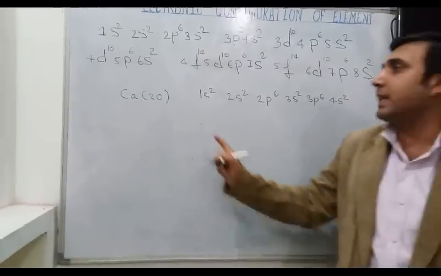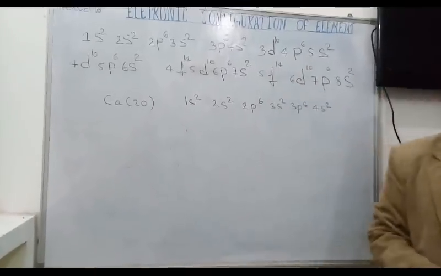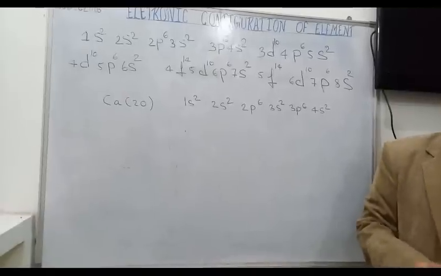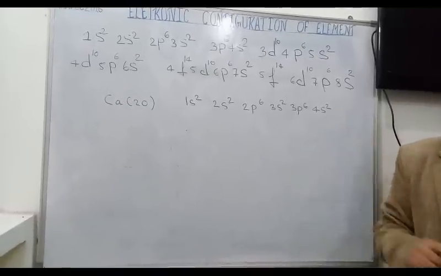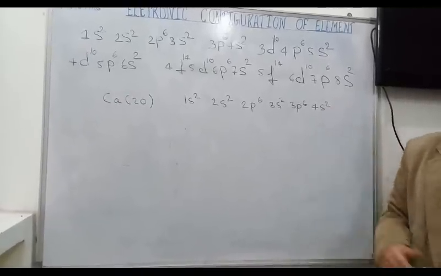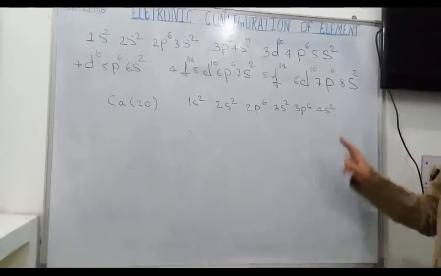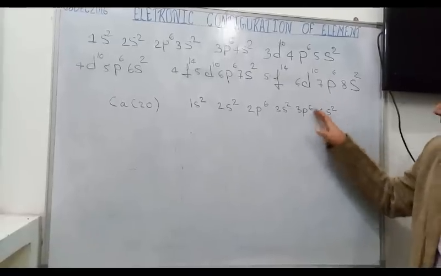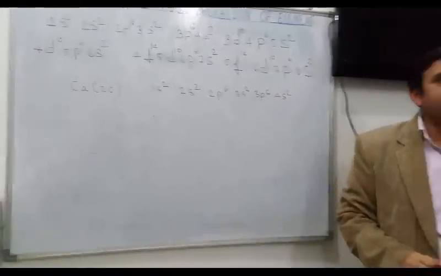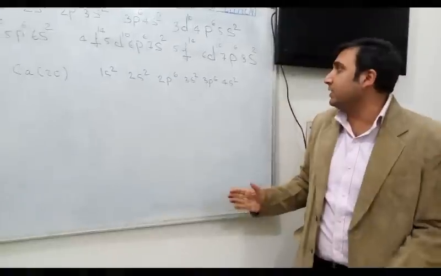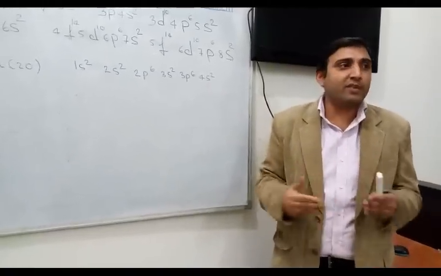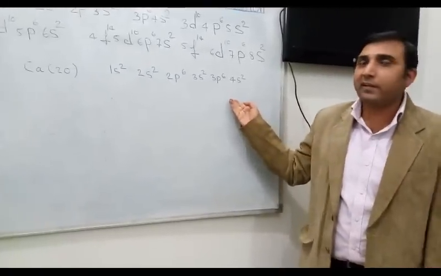And calcium is an s block element. How did I come to know that this is an s block element? Because the last electron was filled in the s orbital. Even I can tell you the oxidation state of calcium is 2, because this is the outermost shell and the 2 electrons can be taken out from here. See how much information we can get out from the electronic configuration.